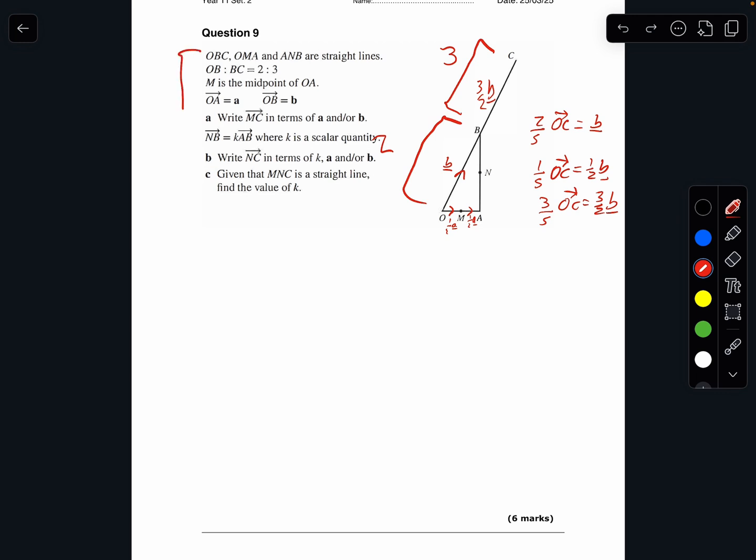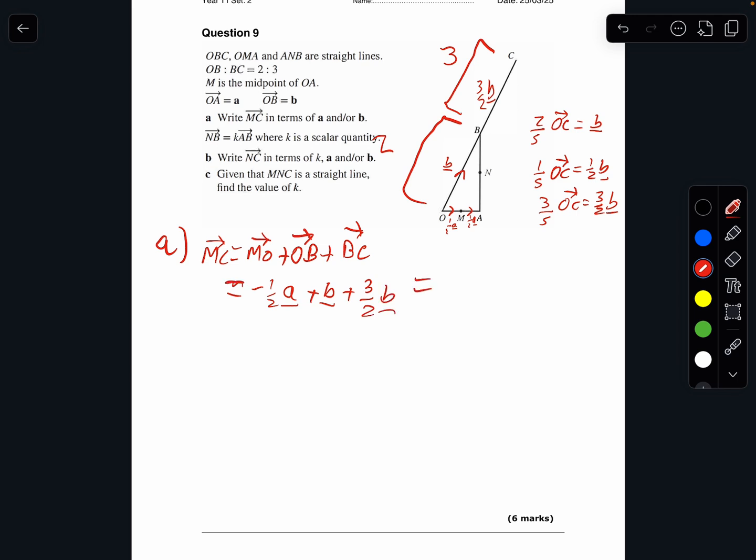I've kind of just put these details on there without really looking at the question. Write M to C. So if I want M to C, I'm going to go paths that I know, M to O, plus O to B, plus B to C. Well, that's going to be minus a half A, because I'm going against the arrow, plus B, plus 3/2B. That is equal to minus a half A plus 5/2B. Okay, so that's the first one done.